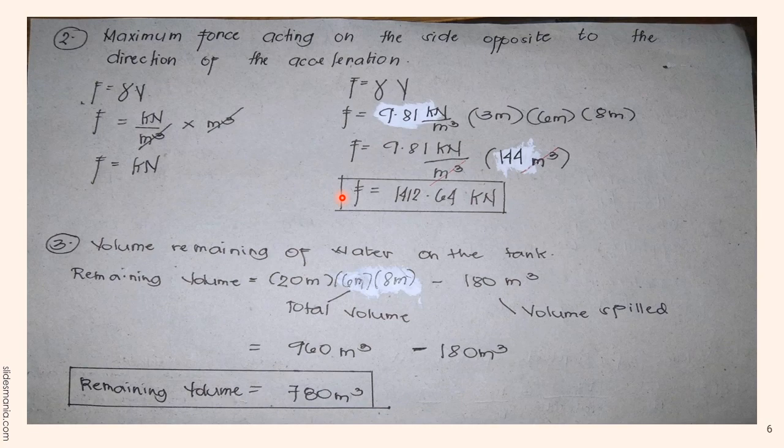1,412.64 kilonewtons. Number 3, we can solve for the volume of water remaining in the tank by subtracting the volume spilled from our total volume. Our total volume for a full tank is 20 meters by 6 meters by 8 meters, which gives 960 cubic meters, minus our volume spilled, which is 180 cubic meters. Our remaining volume in the tank is 780 cubic meters.